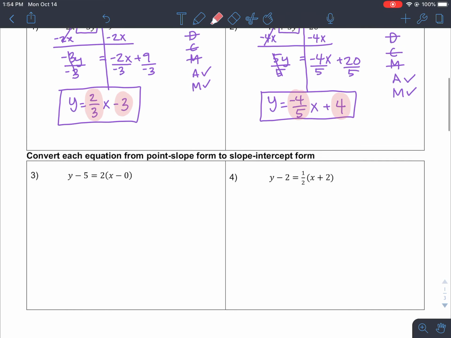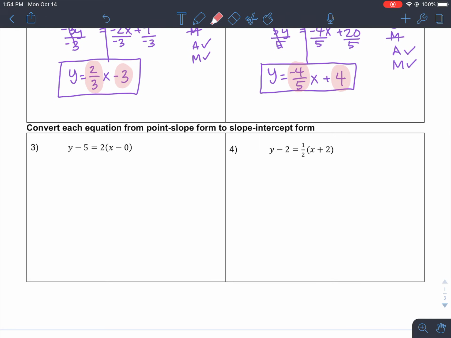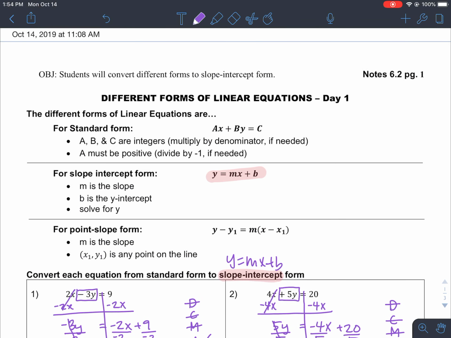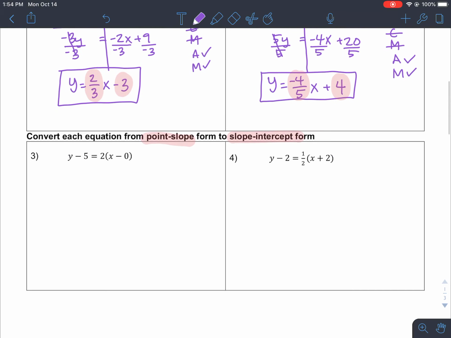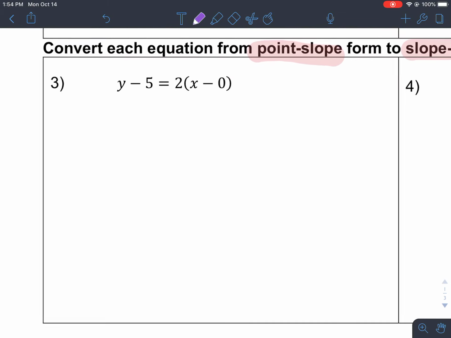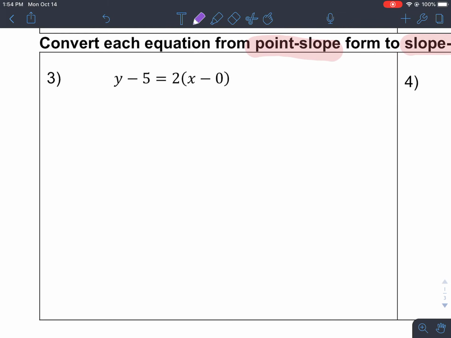So now we're going to switch gears a little bit, and now we're going to take equations that are in point-slope form and then turn them into slope-intercept form. So we want to end up with y equals mx plus b, but now we're going to start with point-slope form. So this is what we're starting with. They're giving us a point and a slope, and we're changing it into slope-intercept. I'm still using Don't Call Me After Midnight.